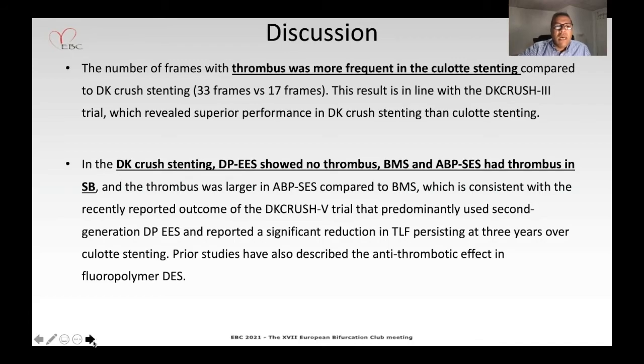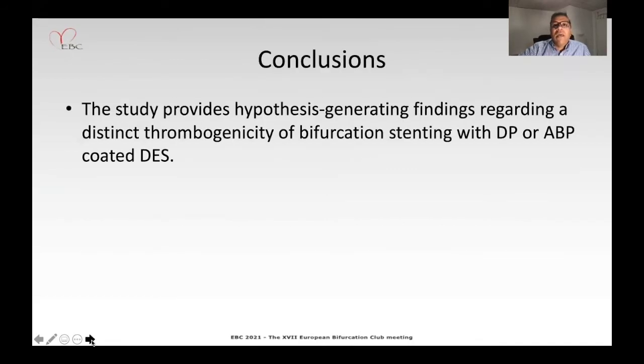So this brings me to the single conclusion statement that I have here. I think this model is showing us for a second time some hypothesis generating findings regarding the distinct thrombogenicity patterns of these bifurcation stenting techniques with different stent platforms, in this case, durable polymer and abluminal polymer platforms. Thank you for your attention.